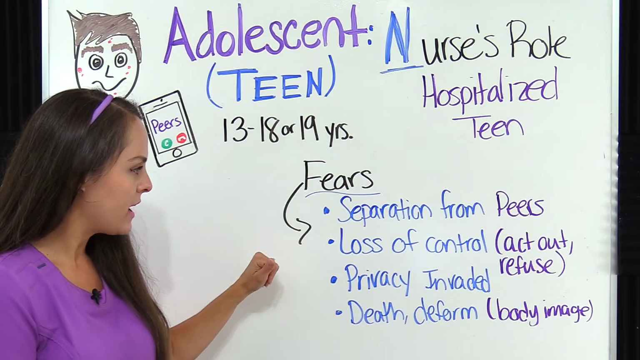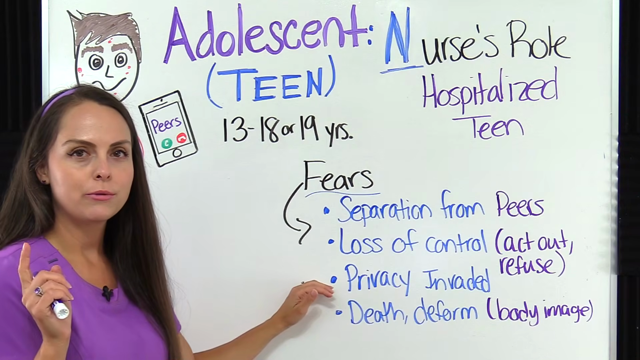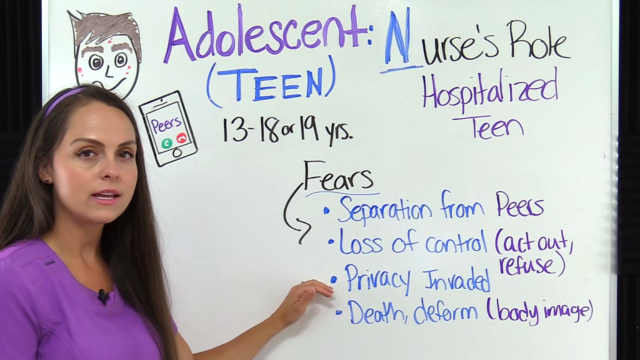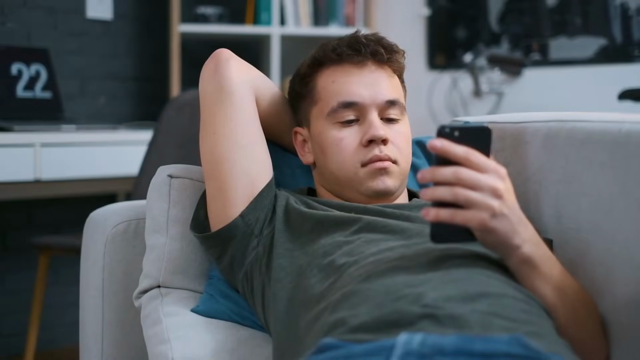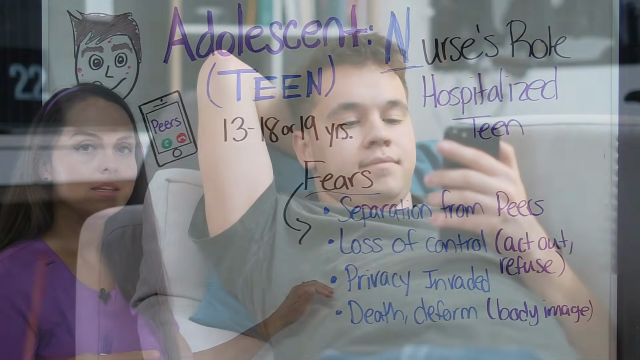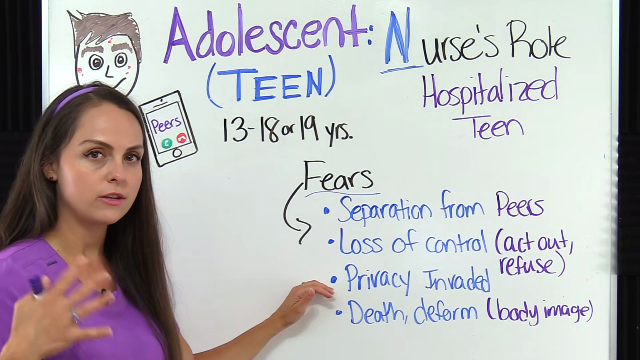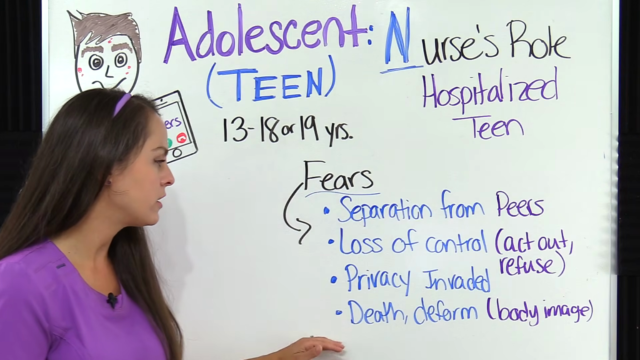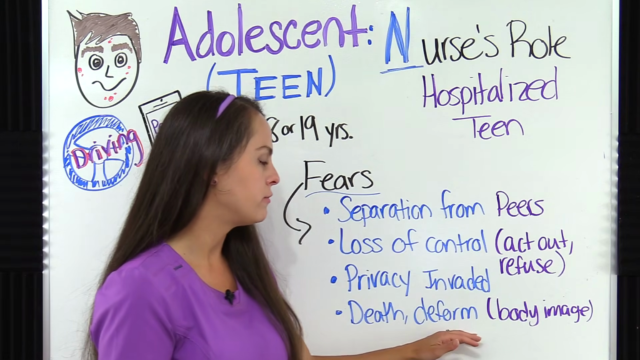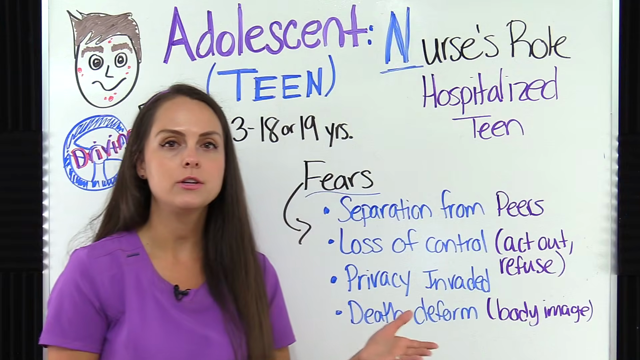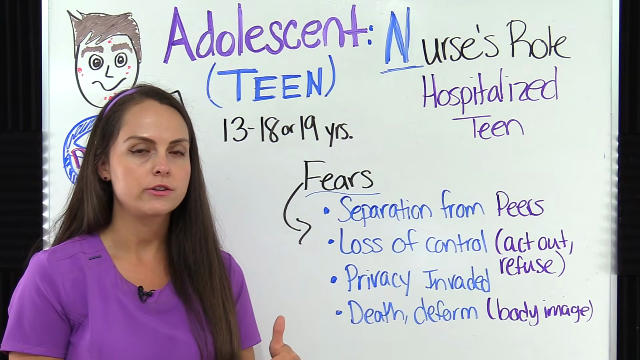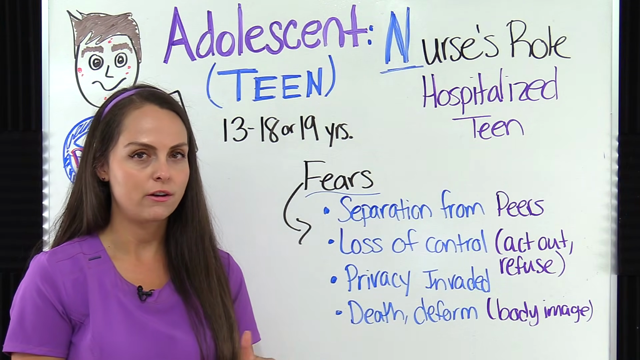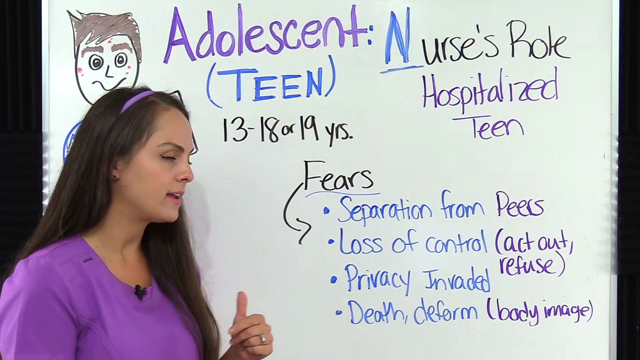I already touched on privacy invaded, so with that, make sure you are taking that into account and letting them have their time in their room, and that if you have to do anything that shows private parts, that you take care to cover them up as much as possible. And then they have a fear of death and becoming deformed, because remember, body image is a huge thing for teenagers because they're changing. They have peer influence. So you want to take all that into account.